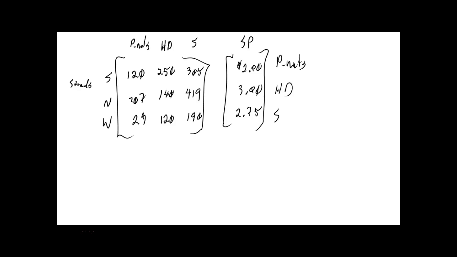And that would give you a product. And if you not only multiplied, but added as you went, then you would have how much money the south stands made, the north stands made, and the west stands made. If you multiplied each of those out and added as you went, right? That's what matrix multiplication is. Not scalar multiplication, but multiplying one matrix by another matrix.